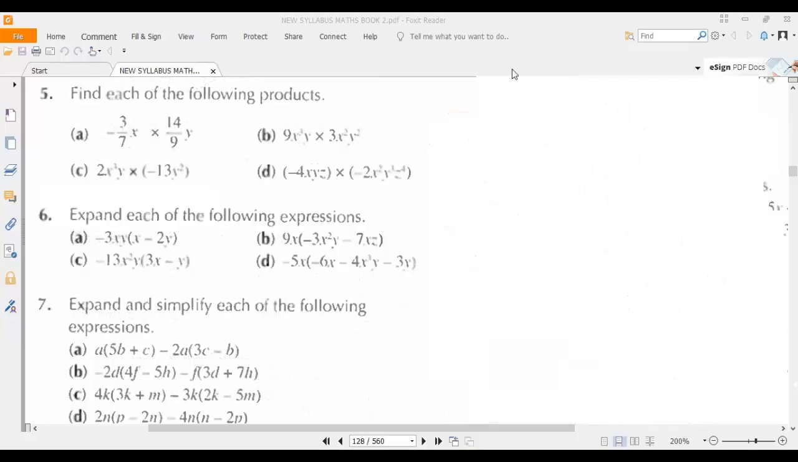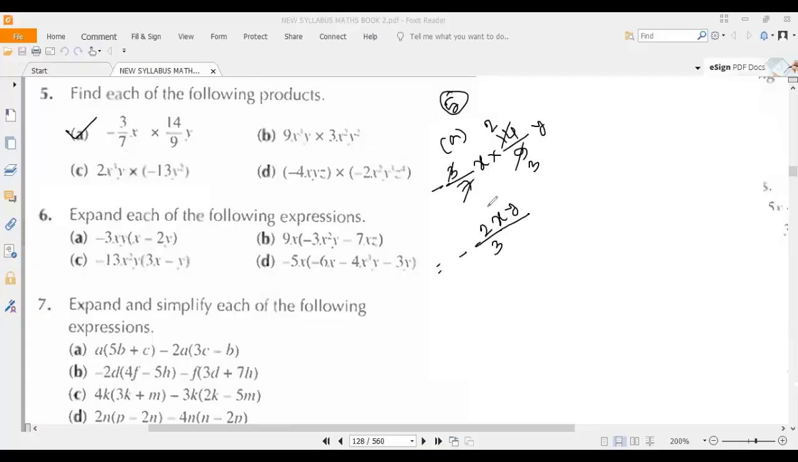Question number 5. Look, question number 5 says find each of the following product. So 5a, we will multiply minus 3 by 7x multiplied by 14 by 9y. At first we multiply 14 by 7, that is 2, and 9 by 3 will be 3. So answer will be minus 2 by 3 x into y. So minus 2xy by 3.